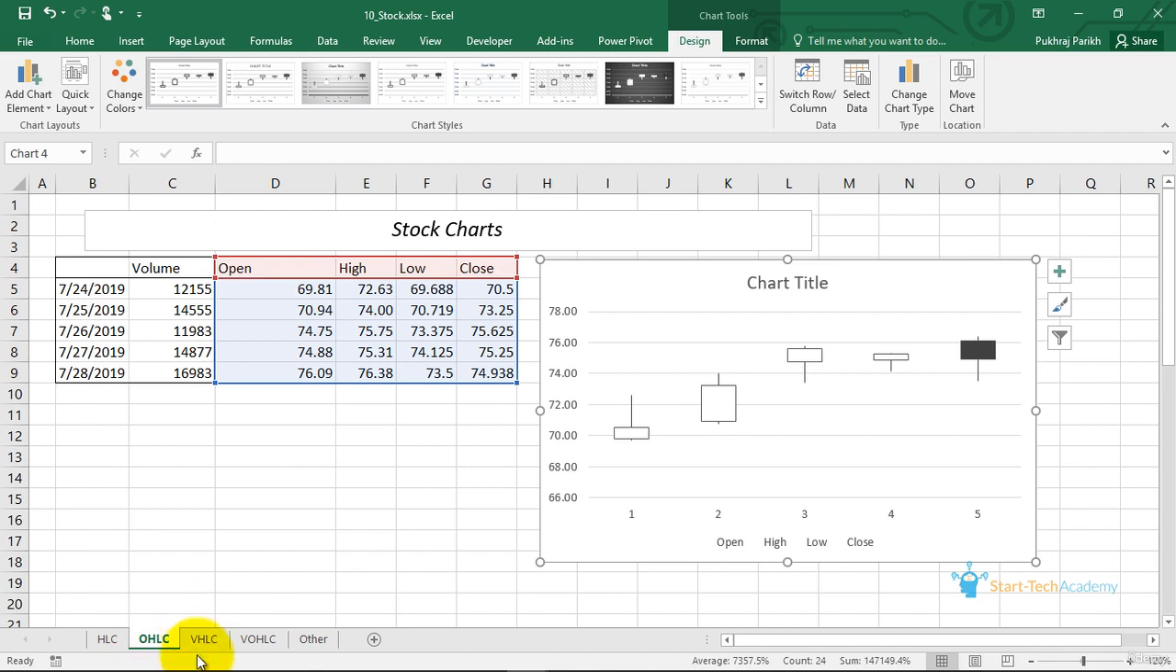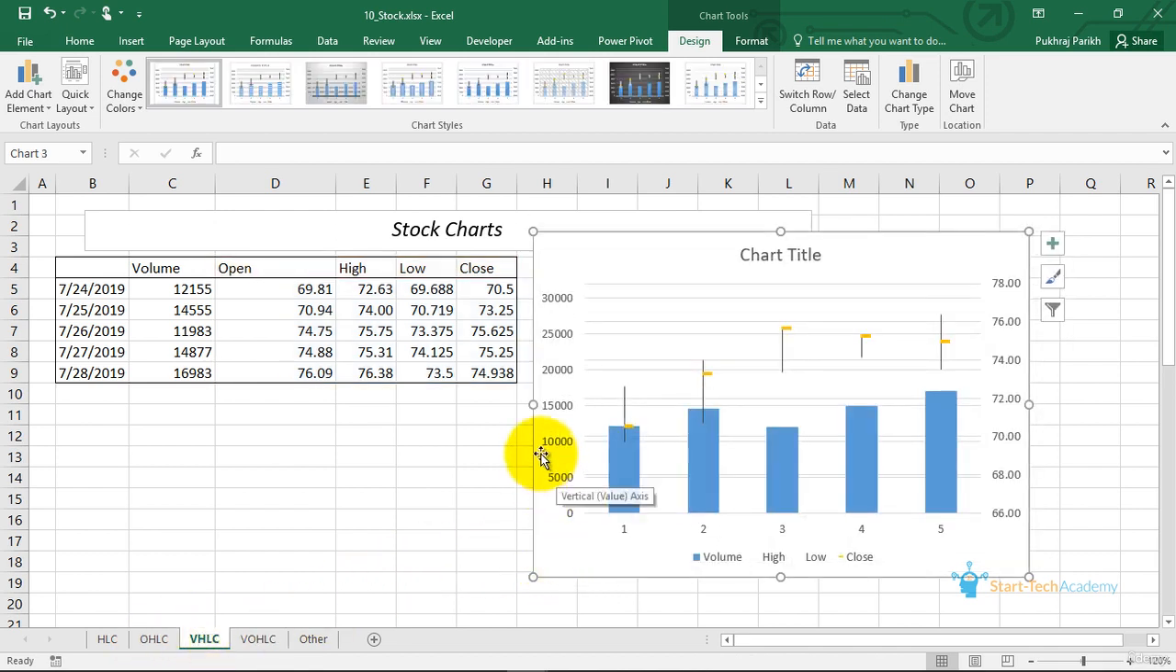The third option is the volume high-low close chart. So the first one was high-low close. In this chart, there is additional information of how much volume of that particular stock was traded on that particular day. So that additional information is depicted using these columns, and since it has 2 types of information, one is the quantity of stock traded and the other is the price of stock during the day, it will have 2 scales, one for the volume and one for the price.